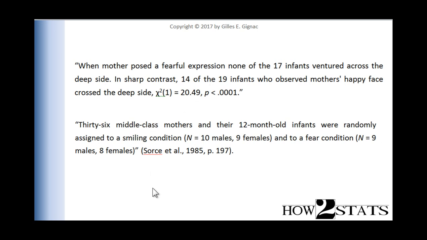So there were 5 children who, even though they approached a cliff and saw their mother smile, still didn't venture across. So how could we set up data that will reproduce this Pearson chi-square value of 20.49? Look away now if you don't want to see the answer to this problem, because I'm going to show you what the data look like.